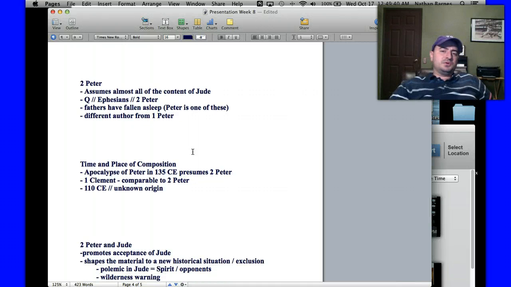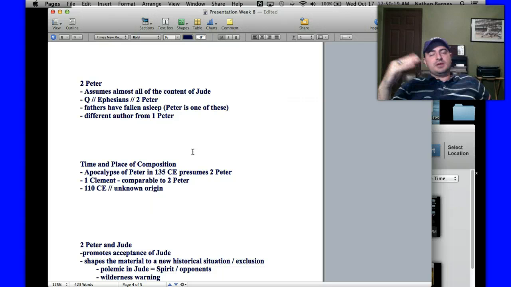Okay, this is really cool because we're getting back into the problem whenever we encounter two different Christian writings that are very similar. Second Peter assumes almost all the content of Jude, and this brings to mind Q, which is the idea that Matthew, Mark, and Luke had one similar source, which is Q, and it eventually became Mark, and then Mark appears in Matthew and Luke. It's really confusing, but there's a lot of similar content there.